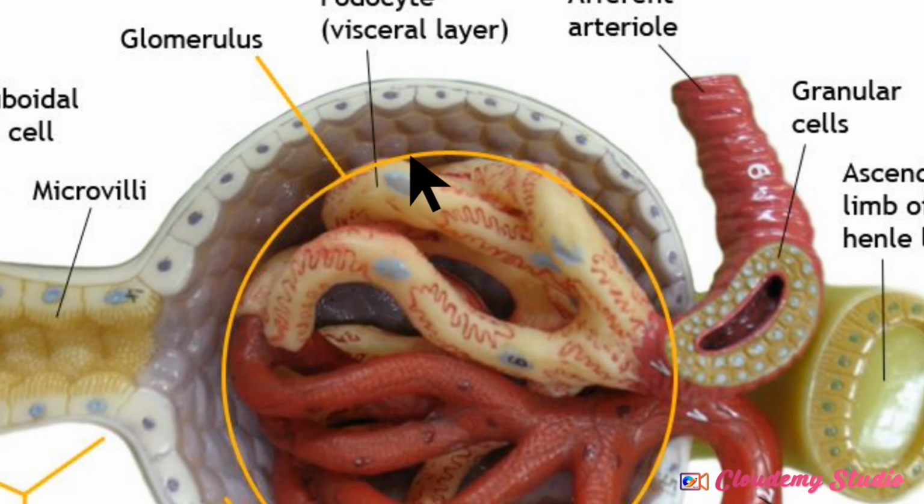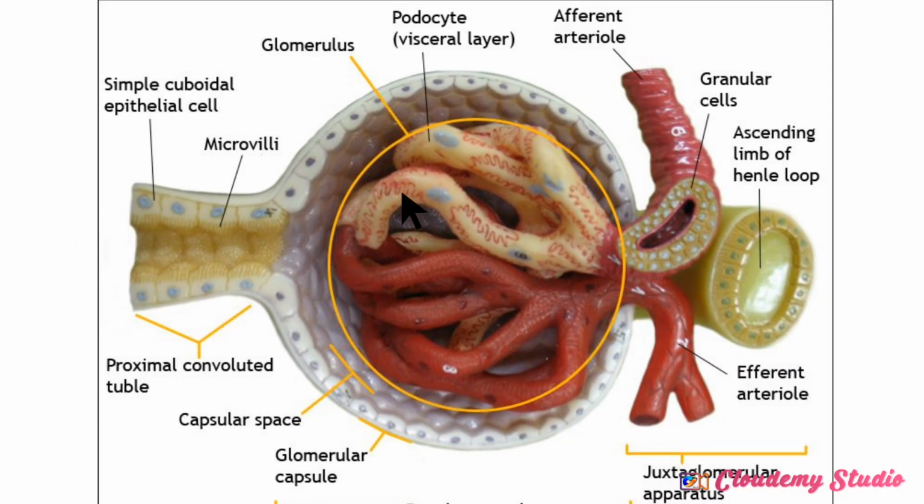Now, as the blood flows through the capillaries, the hydrostatic pressure decreases. The hydrostatic pressure here decreases until it is somewhat equal to the oncotic pressure. And the hydrostatic pressure in the capillaries here is determined by the afferent arteriole and the efferent arteriole.